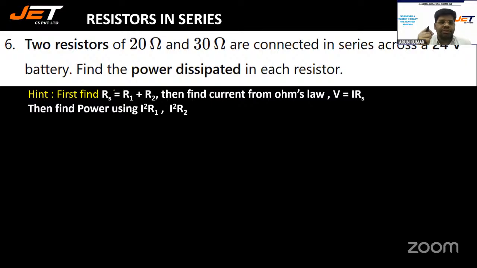Right now, look at this. 2 resistors of 20 ohm and 30 ohm are connected in series across a 24-volt battery. Find the power dissipated in each resistor.